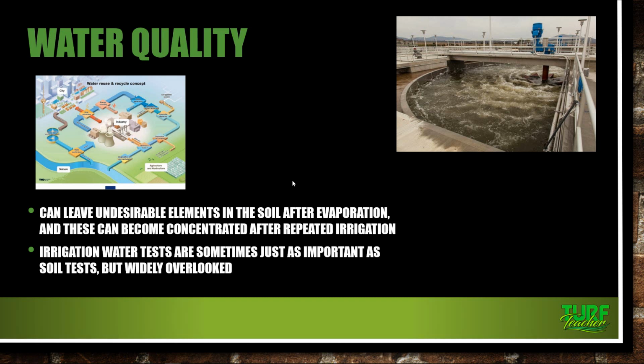It can leave undesirable elements in the soil after evaporation, and they can become concentrated after repeated irrigation. You may have to do some tests on it. These irrigation water tests are just as important as our soil tests, but they are widely overlooked. Not too many people do them. But we are able to filter sewage water and actually send it out and irrigate our lawns with it. So not a bad way to do it.